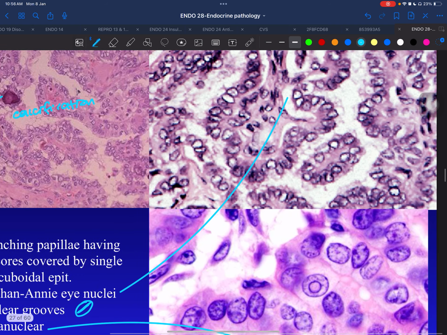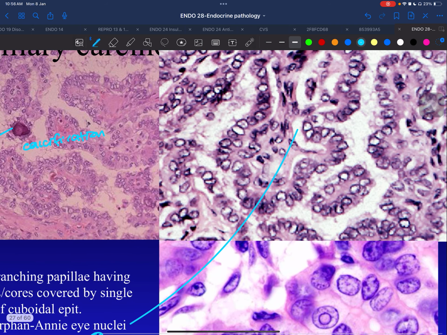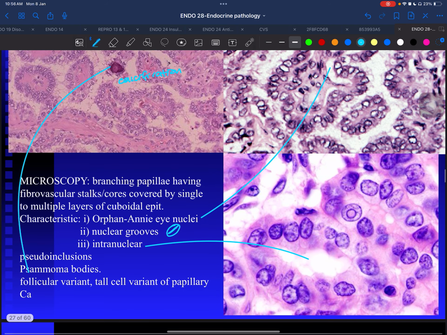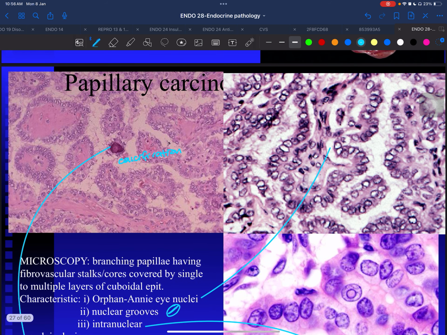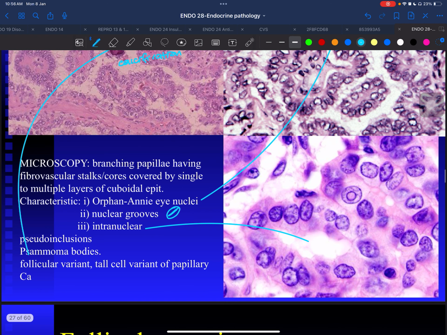There is a variant where it forms round follicles. Dia tak ada papillary langsung, tapi nukleus dia cukup 3 tu. 3 nuclear features ni cukup. Walaupun dia not arranged in papillary structures, you still call it papillary carcinoma. Faham? So I might ask you name 3 features of the PTC.